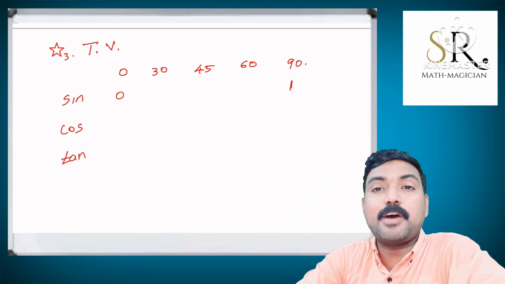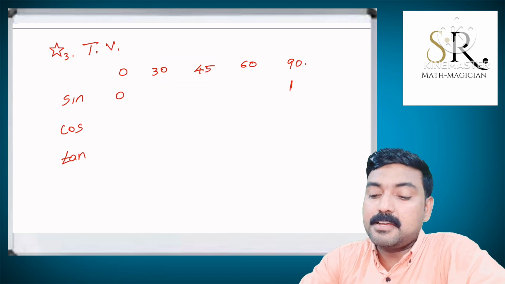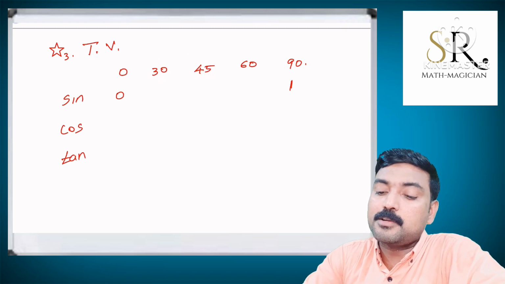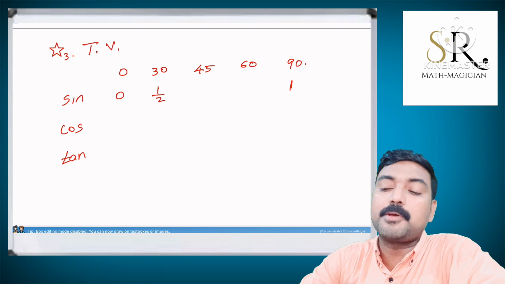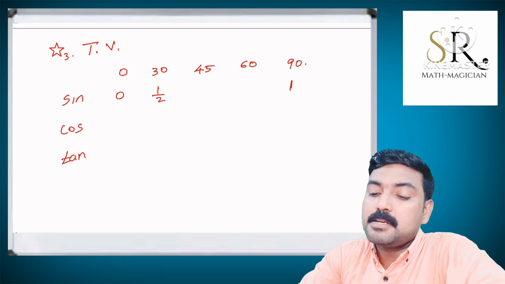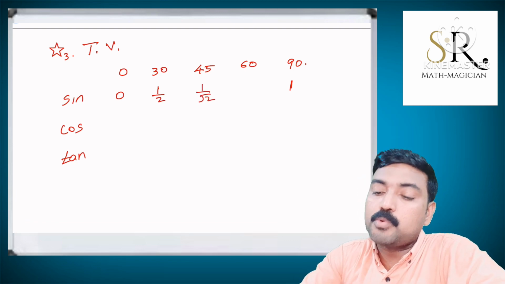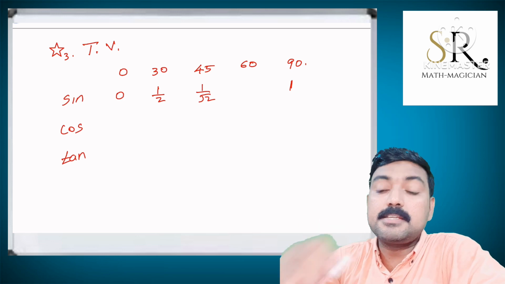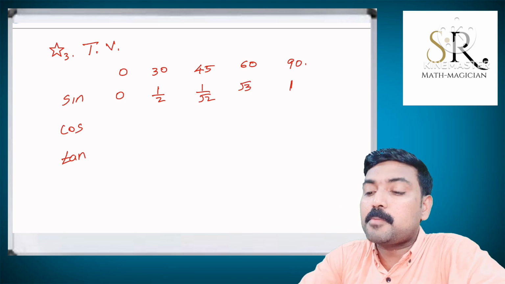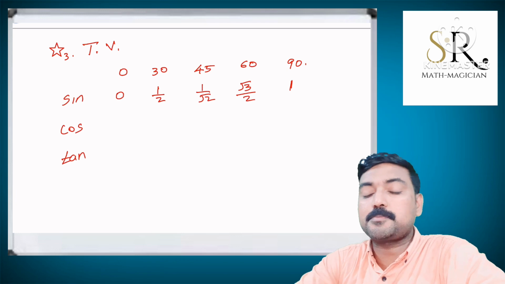Actually, what happened in the values of sine? First it is sine 0. Sine 0 is equal to 0. Sine 30 is equal to 1 by 2. And sine 45 is equal to 1 by root 2. Sine 60 is very important. Recall in your mind, sine 60 is equal to root 3 by 2.